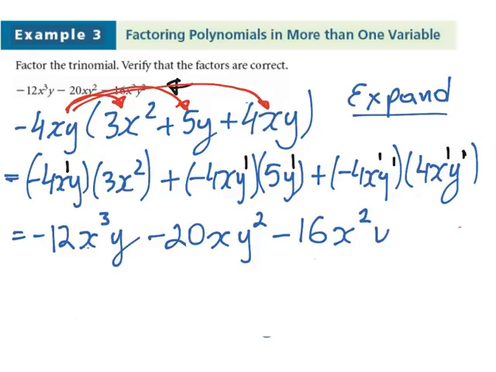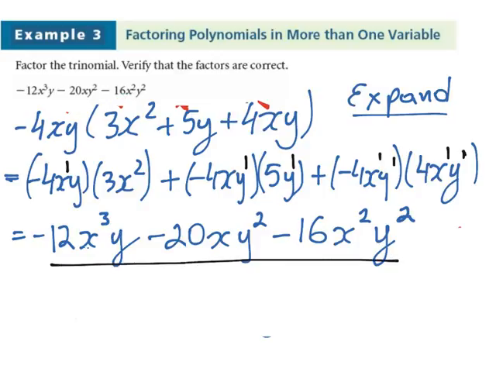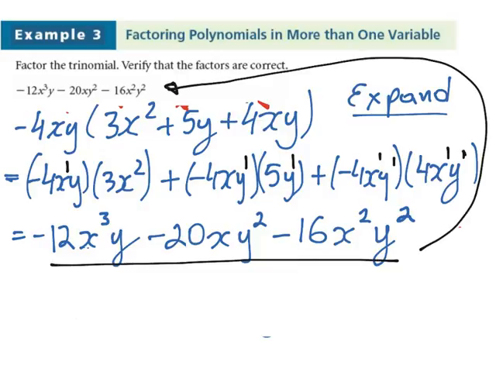And I'm just going to erase these red arrows to show you that indeed our expansion gives you the same polynomial as the question. Therefore, it is correct. Our answer is still, this is our answer, factored form. So this is the answer. And this is verification at the bottom.